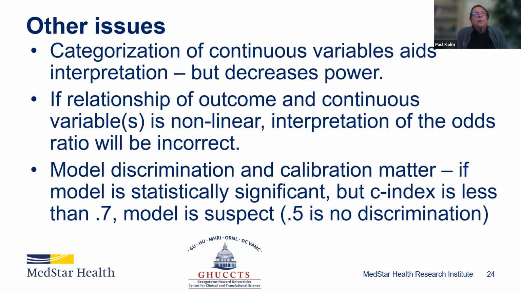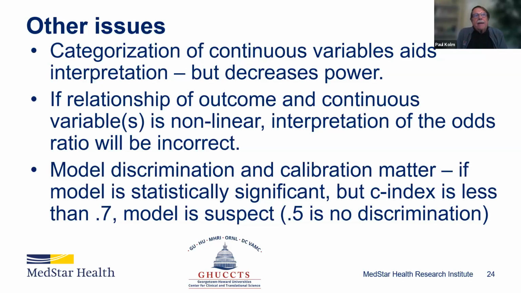Some other issues that you can think about when doing logistic regression: you will often see, and I'm going to give you an example, where we categorize a continuous variable. Now that can aid in interpretation, but whenever you do that, regardless of the analysis, whether it's logistic regression or linear regression, you're going to decrease the power that you have in your study. And if the relationship between the outcome and continuous variables is nonlinear, then the interpretation of the odds ratio won't be correct.